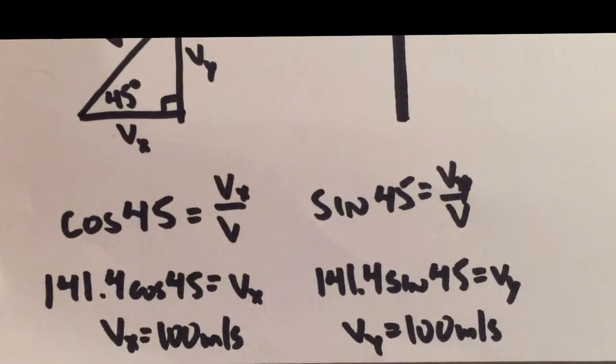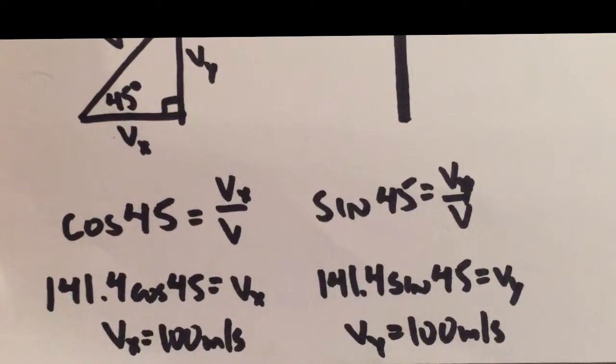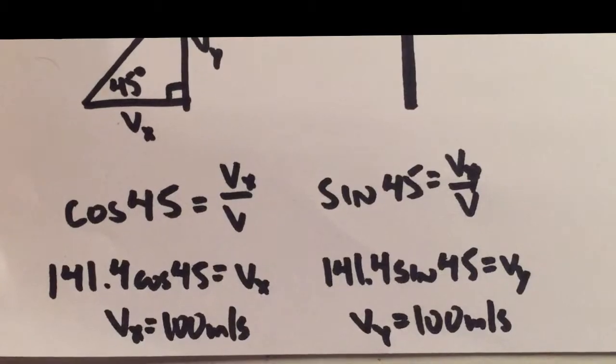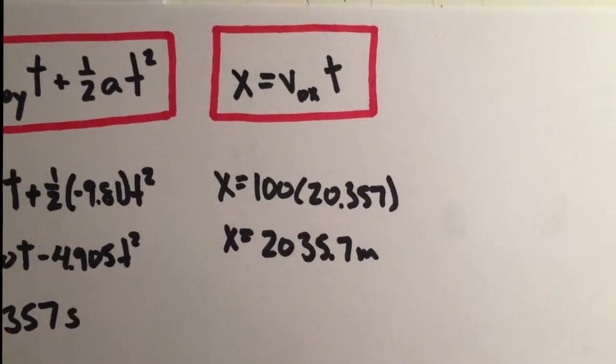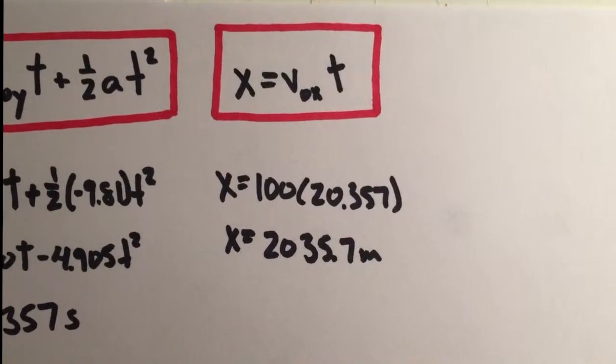We use simple trigonometry to break down the velocity vector into its components x and y, which were both 100 meters per second. Plugging the time into the x equation provides us with the total distance that the ball traveled horizontally.